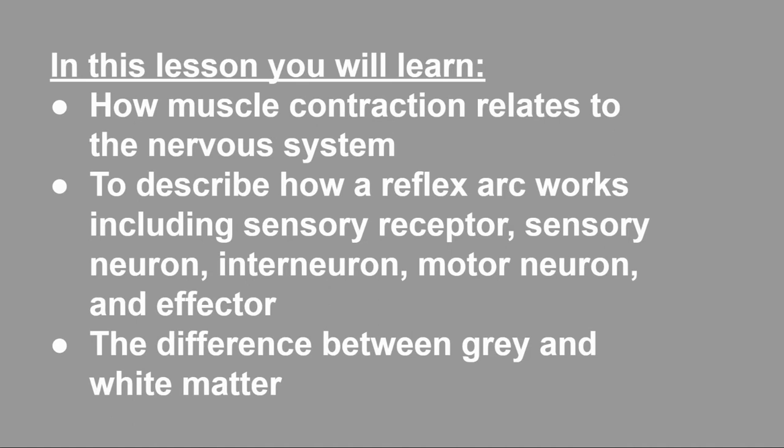We're going to start using the language of sensory receptor, sensory neuron, interneuron, motor neuron, and effector. You will also see the word affector when we talk about reflex arcs. We're also going to distinguish the difference between gray matter and white matter found in your central nervous system. So let's start off in your notes talking about what is a reflex arc.